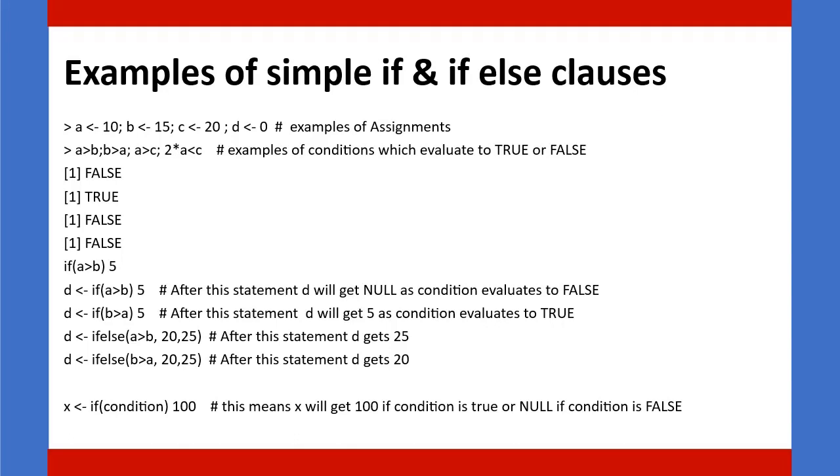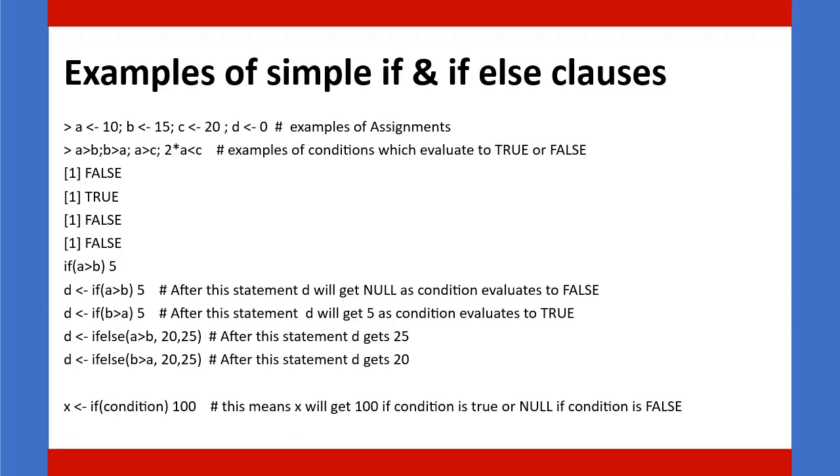In the first statement here, I have given certain assignments. Since the assignments are all elementary, I have put them all in one single line. So 10 is being assigned to A, 15 is being assigned to B, etc. And then in the next statement, I have given certain examples of conditions. That is A greater than B, B greater than A, 2 multiplied by A is greater than or is less than C. These are 4 condition examples.